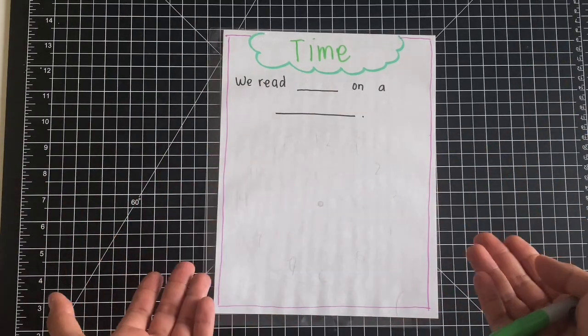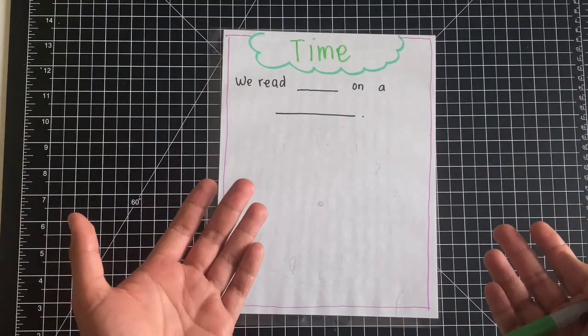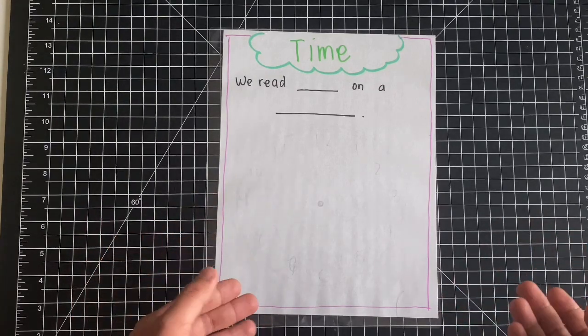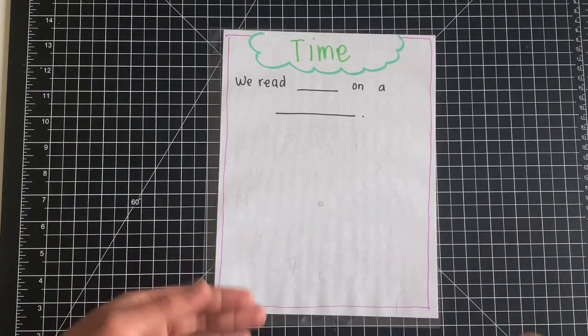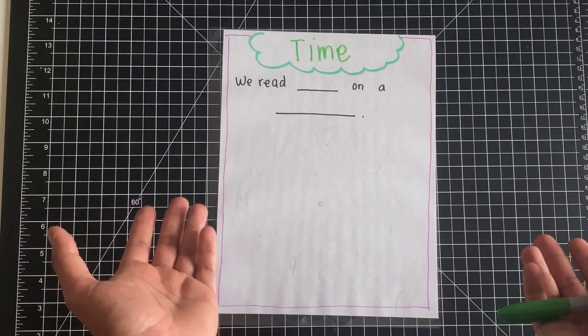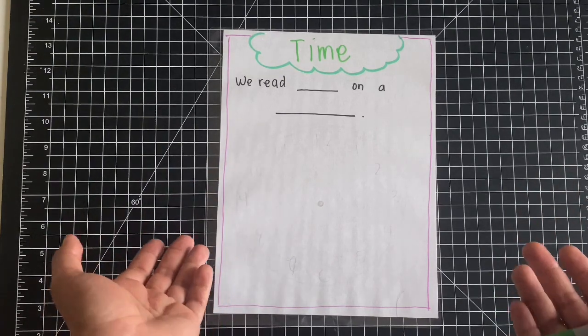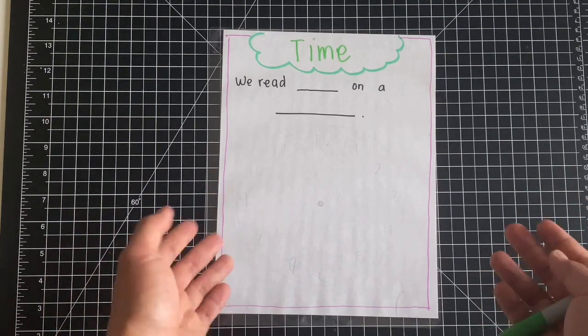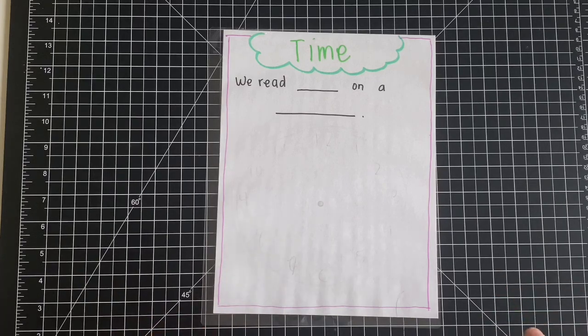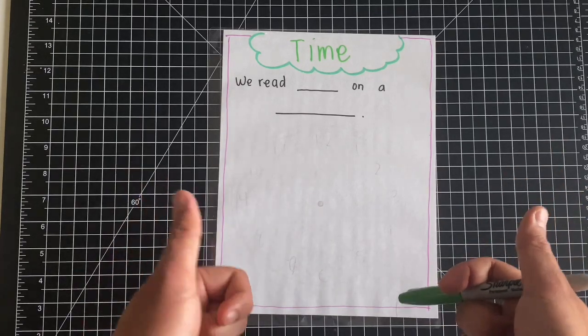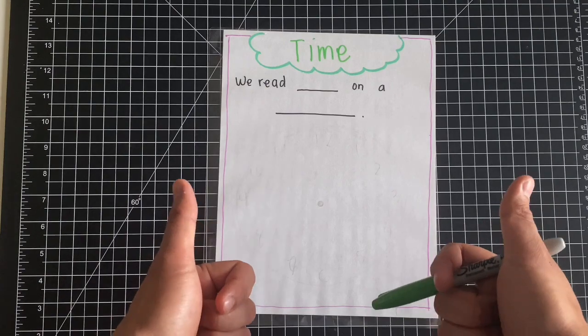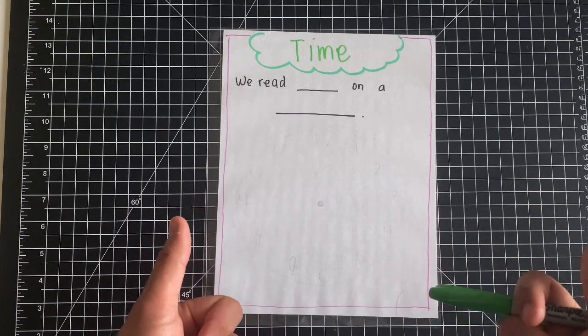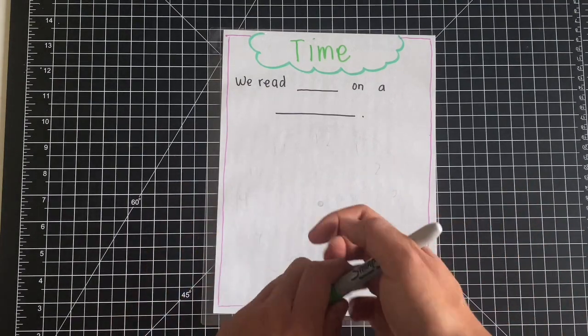Now, time is really important. It's really important to know time because it tells us when things start. It tells us when school starts. Time tells us when your favorite TV show starts. Time can also help us make sure that we are not late for our doctor's appointments or for school. So that's why time is super important.